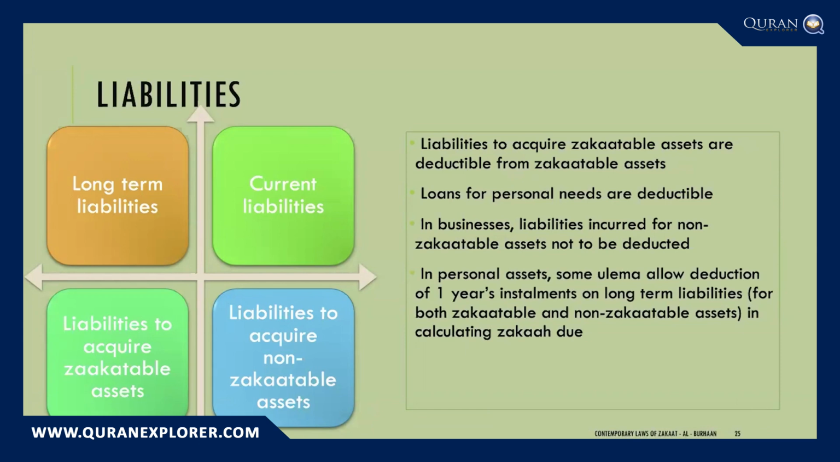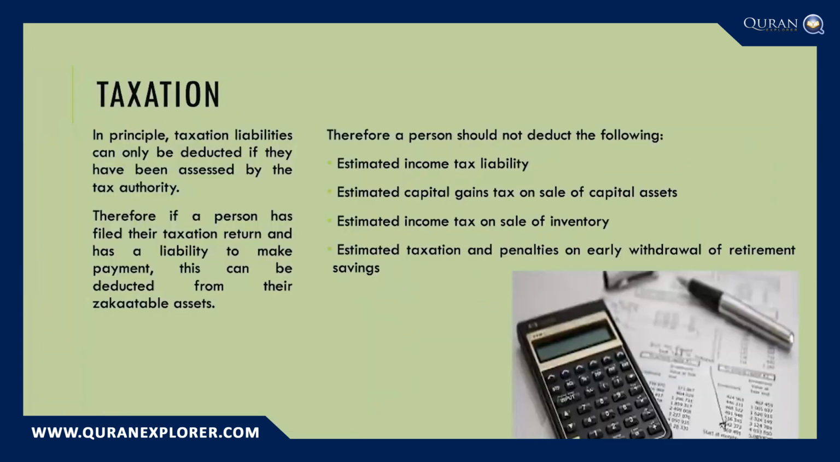Now, when we look at personal assets, some ulama allow the deduction of liabilities used to finance both zakatable and non-zakatable assets. And generally, you're going to find that the liabilities will be more commonly related to non-zakatable assets. For example, in your personal capacity, you may have some form of financing for the purchase of your home or your vehicle. Both of those are not zakatable assets, but some ulama have allowed the deduction of up to 1 year's installments on those long-term liabilities, even though they may not relate to zakatable assets.